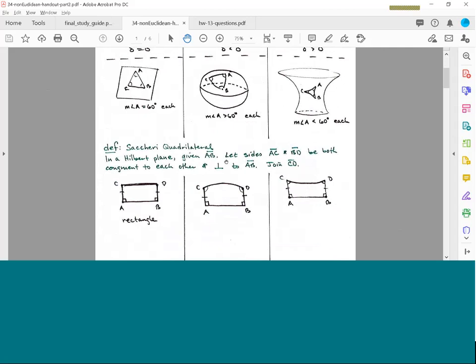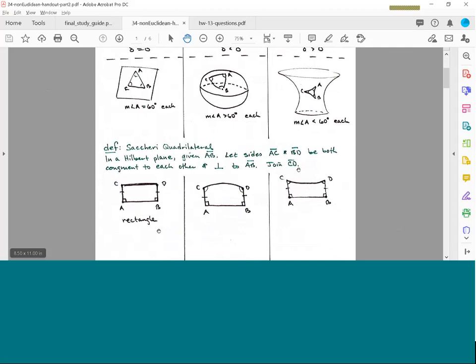You're going to be given some base AB, and we're going to have 2 other sides, AC and BD, both going to be congruent to each other and perpendicular to your base AB. And then once you have your points C and D from these 2 sides, you're just going to find the line in the geometry and connect them.